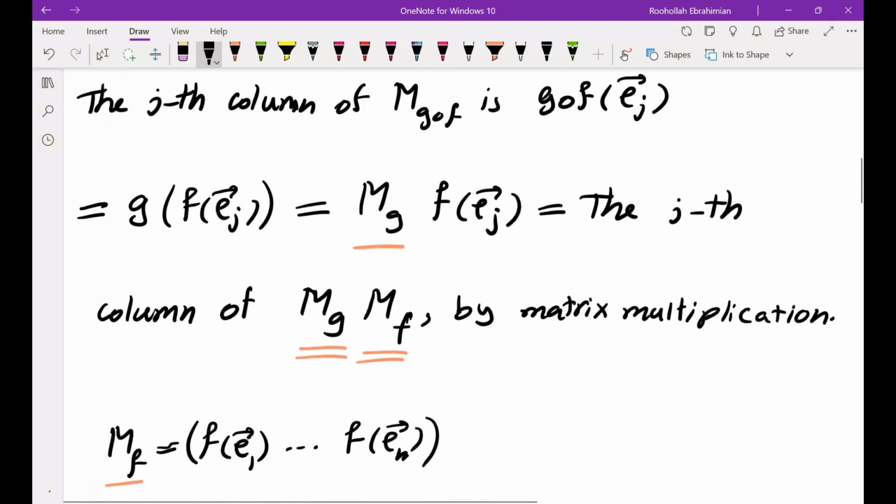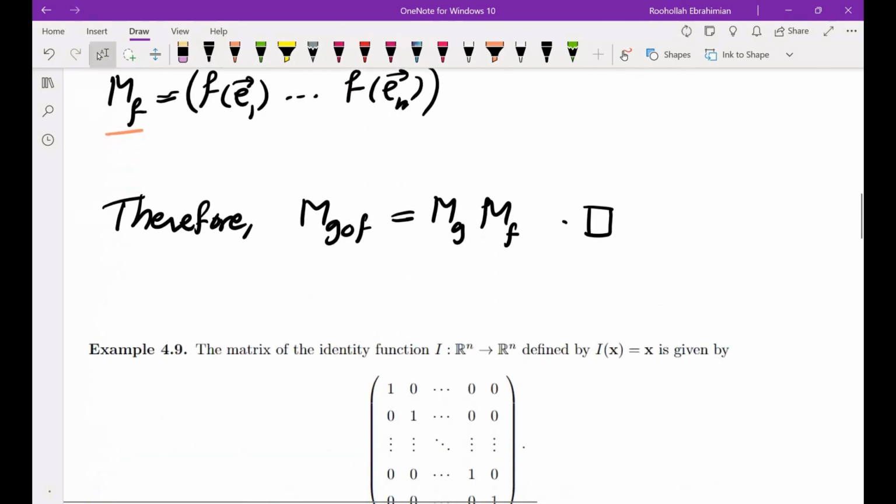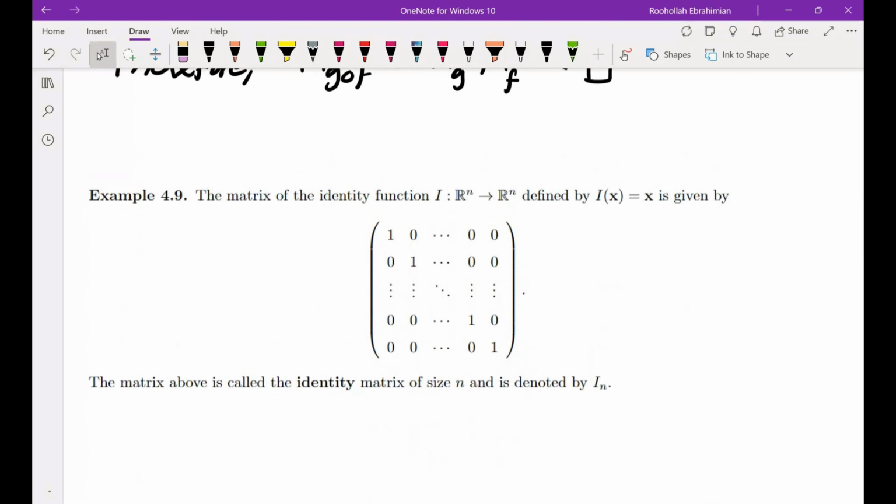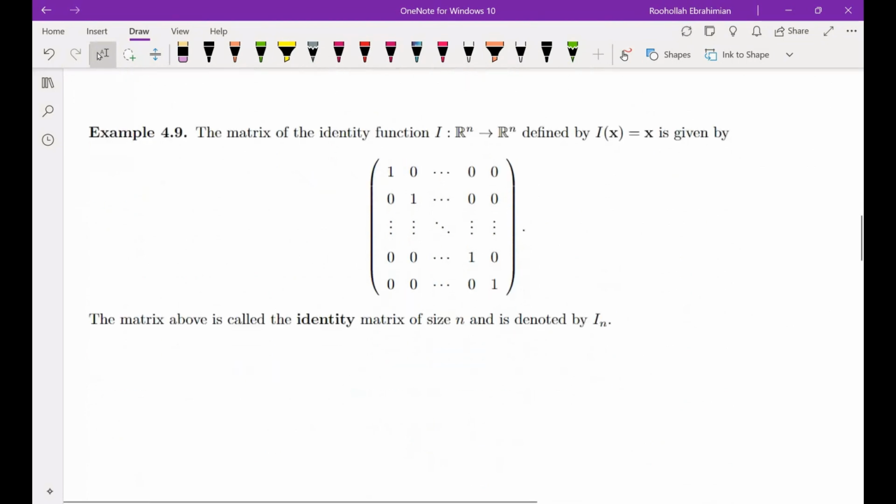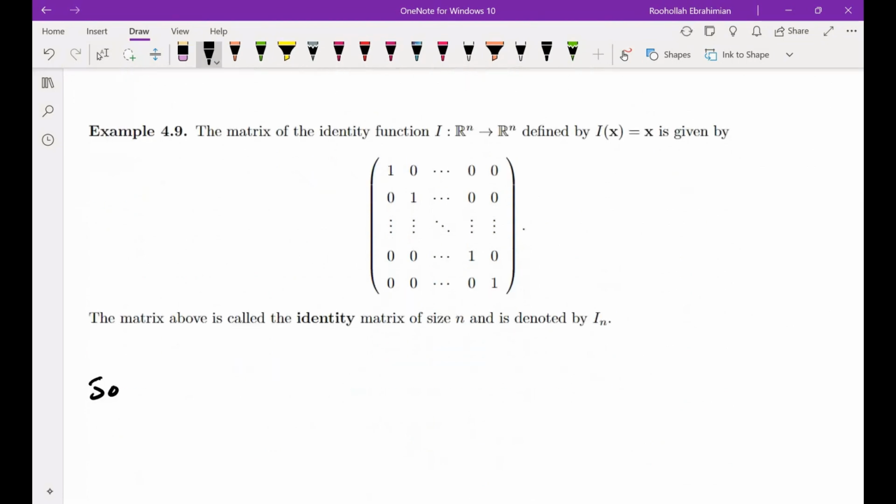That equality holds for every j. Okay, so let's look at an example. If you look at the identity matrix, the identity function is the function that gives us x. So the input x gives you the output of x. So the matrix of the identity function, I of x equals x, is given by this identity matrix. The above matrix is called the identity matrix of size n.